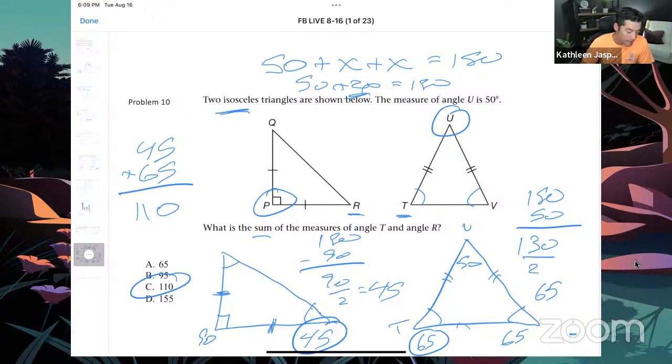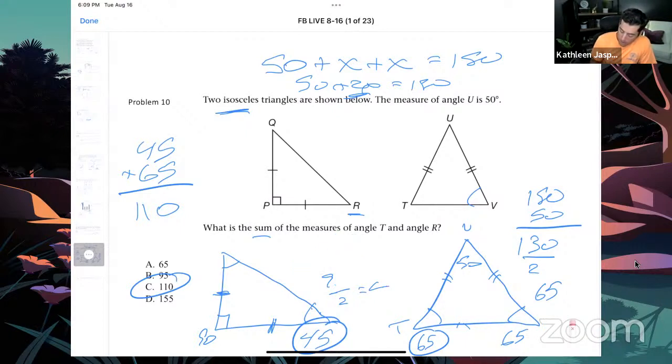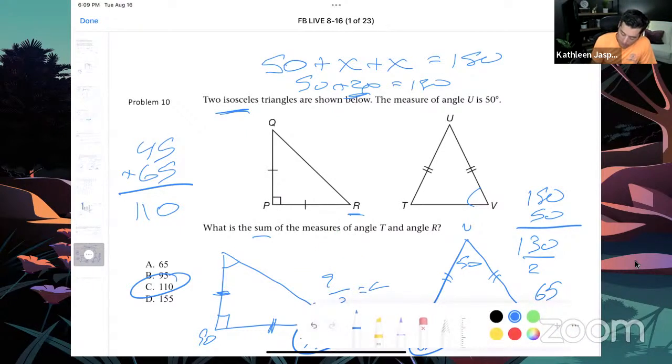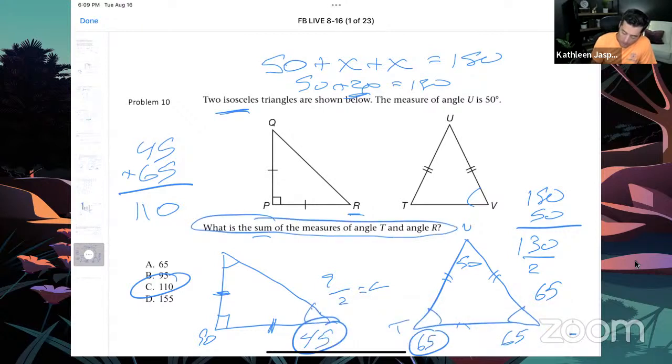To get the 110, the question asks, I'm starting to get a little crazy here. The question itself asks the sum of the measures of angle T and R. So for your question there, what is the sum of T and R? You found T, you found R, 45 plus 65. That's where you get the 110.